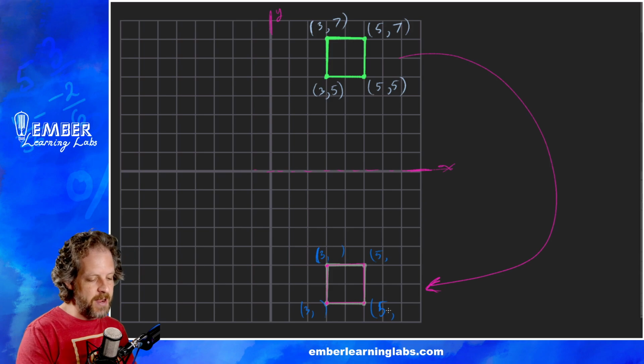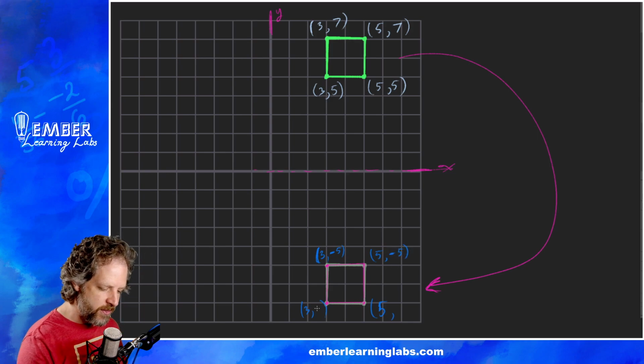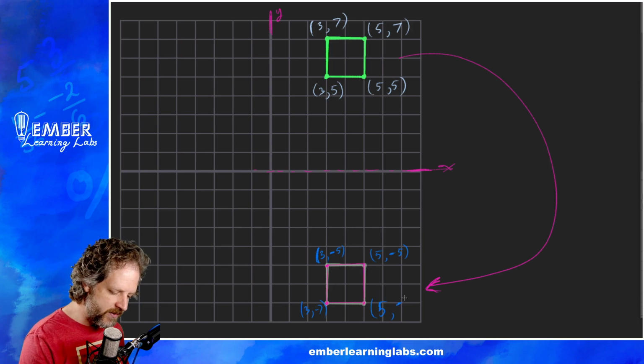What happened to the y part, though? Well, all of the things that were positive now turned into negative, right? And so this would be 3, negative 5. This would be 5, negative 5. 3, negative 7. 5, negative 7.